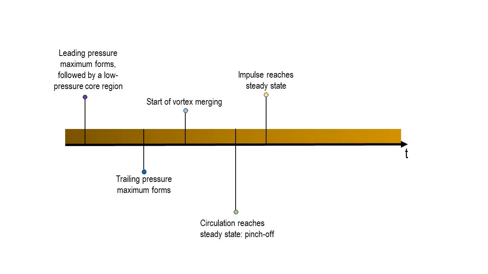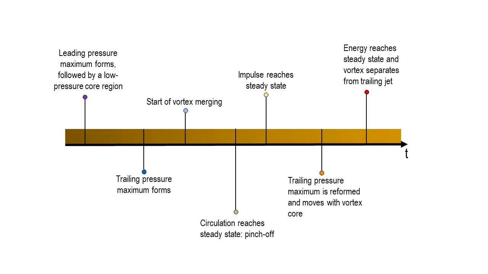The ridges then stop stretching, and we notice the formation of a second trailing pressure maximum, followed by energy reaching steady state and the vortex ring separating entirely from the trailing jet. From our findings, we realized a lot of things. We show that the first trailing pressure maximum occurs immediately before pinch-off occurs, meaning immediately before the circulation and impulse reach steady state, respectively. And the first trailing pressure maximum also occurs immediately before vortex merging occurs.